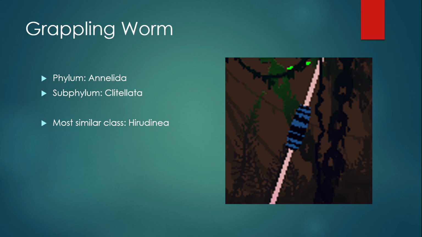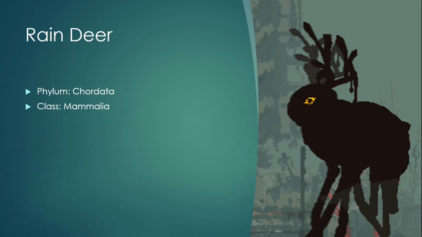Alright, next up, grappling worms, phylum Annelida and subphylum Clitellata. They seem very similar to real-world leeches, which fall under class Hirudinea. They have functional mouth organs on both sides of the body, but they use it in a different way, and it's a bit hard to kind of estimate the feeding mechanism of the grappling worm in Rain World because it really doesn't display any characteristics that give us a good idea of what's going on there.